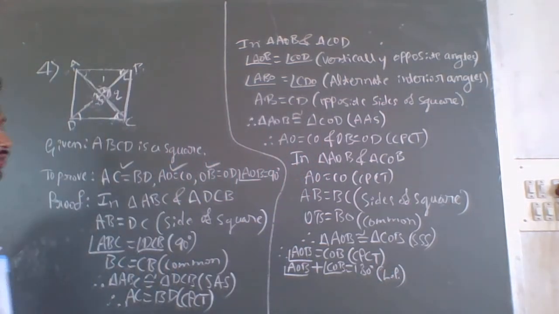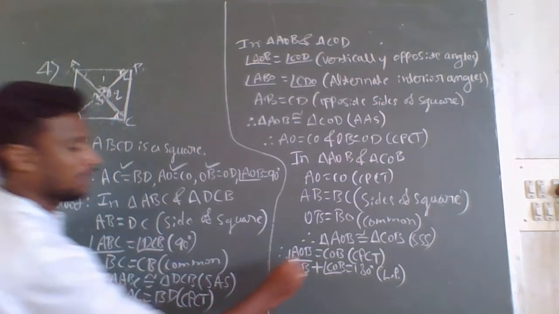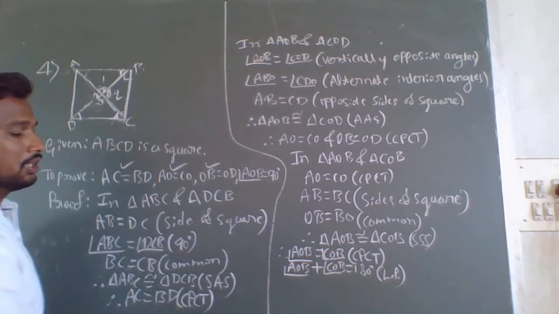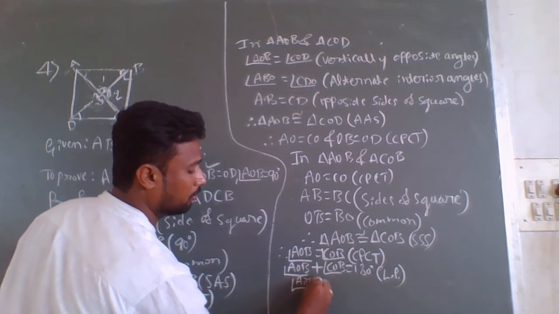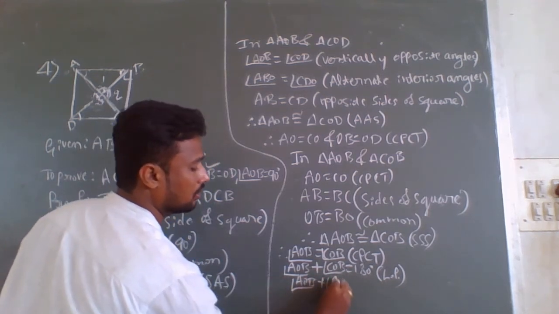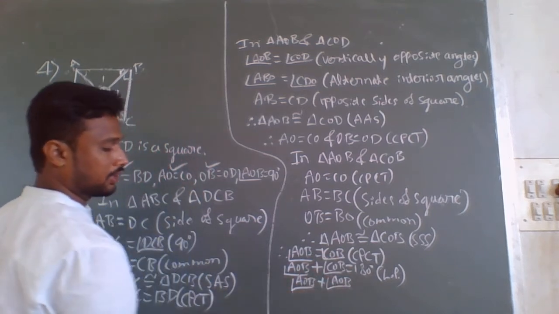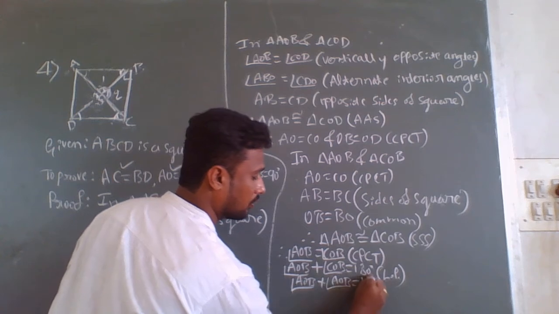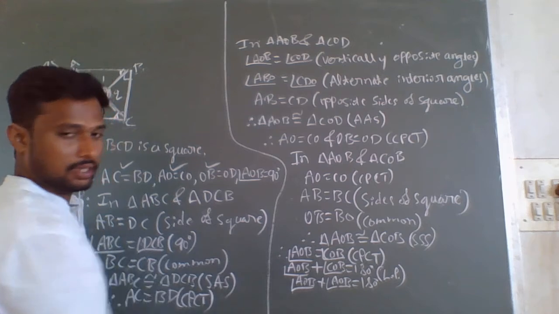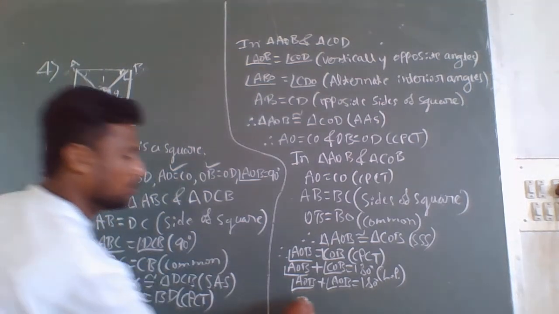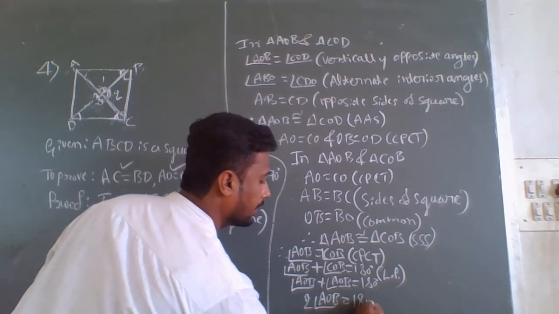So now we know that here we proved angle AOB is equal to angle COB. So in the place of angle COB we can write AOB only, because AOB is equal to COB. Therefore here we can write angle AOB plus angle AOB is equal to 180 degrees. So angle AOB plus angle AOB means what will we get? 2 angle AOB is equal to 180 degrees.